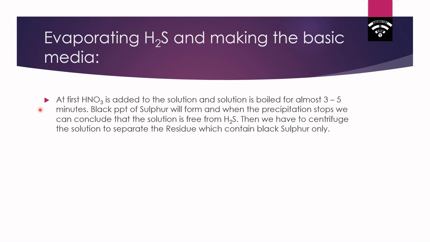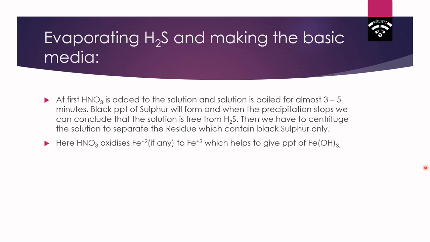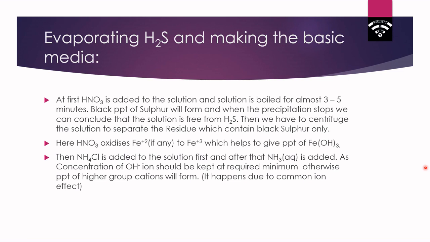As the precipitation stops, we can conclude that the solution is free from H2S, and then we have to centrifuge it to separate the residue and the solution. Here HNO3 oxidizes Fe plus 2 to Fe plus 3. If Fe plus 2 is present in the solution, it oxidizes it to Fe plus 3, which helps us to give a precipitate of ferric hydroxide, because ferrous hydroxide does not give any precipitation.